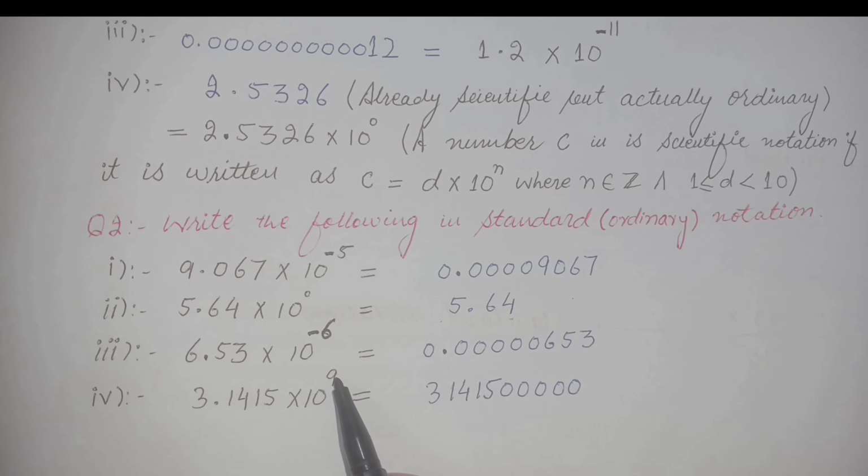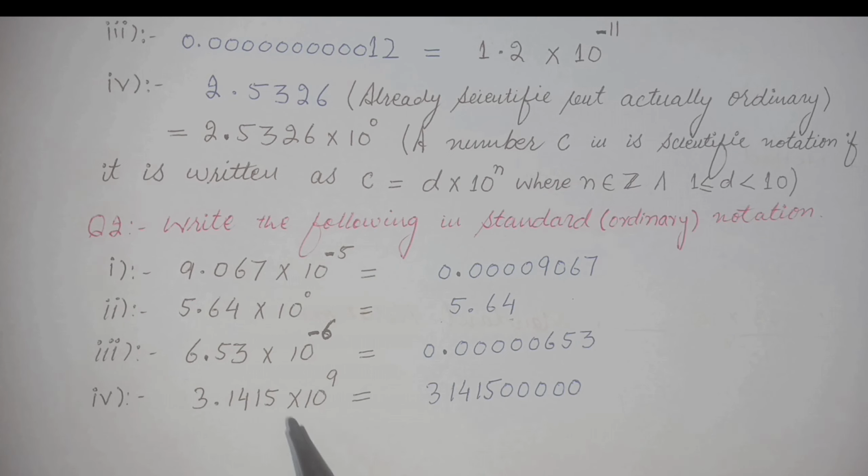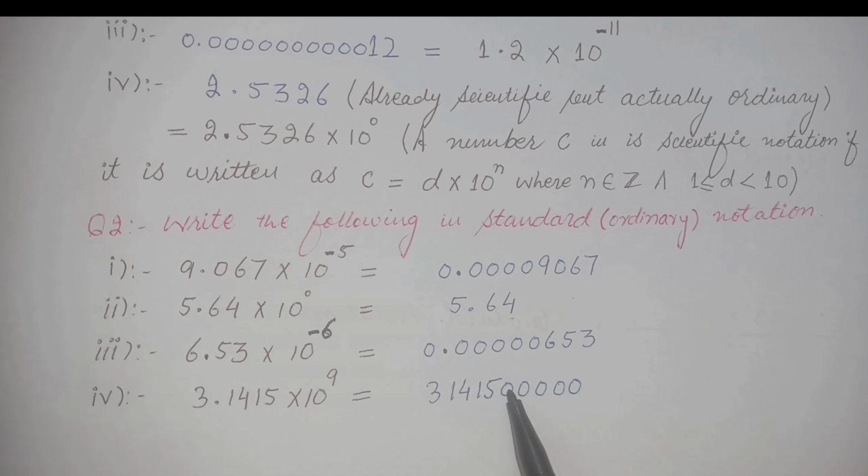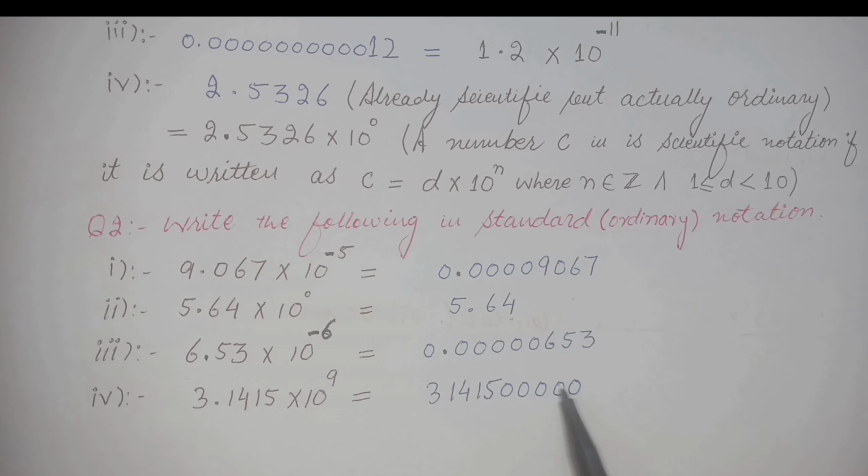3.1415 into 10 to the power 9, because the power is positive, so we will move towards right. How many digits? 9 digits due to this 9. 1, 2, 3, 4, no more numbers, so we will put zeros. 5, 6, 7, 8, 9.